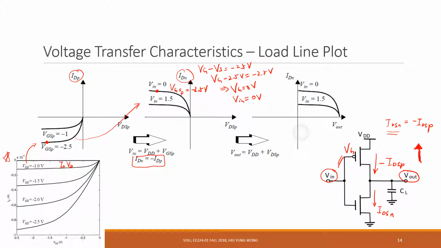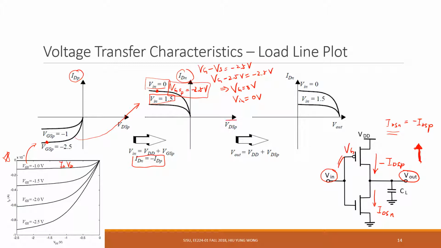So we just put the Vin here because later we want to unite it with the NMOS. So that's why now we just call this curve Vin equal to 0. It is exactly the same as VGSP equal to negative 2.5. So try this. Similarly, Vin equal to 1.5 is exactly the same as VGSP equal to negative 1. Okay, so I do this flipping and relabel the curve.